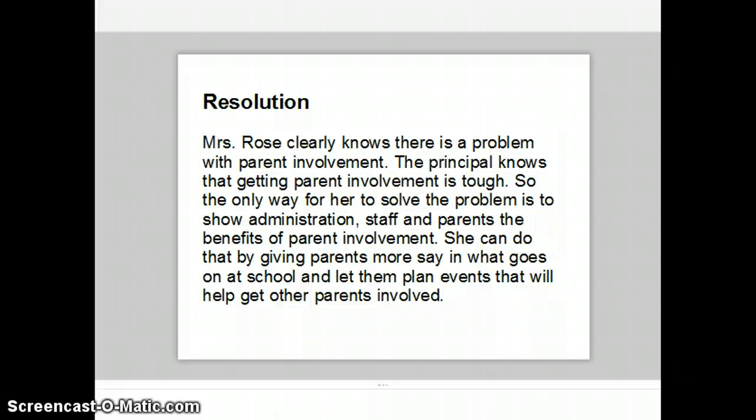She can do that by giving the parents more say in what goes on at the school, letting them plan events that'll help, plan events for the students or plan events for families to help try to get other parents involved in the school also.